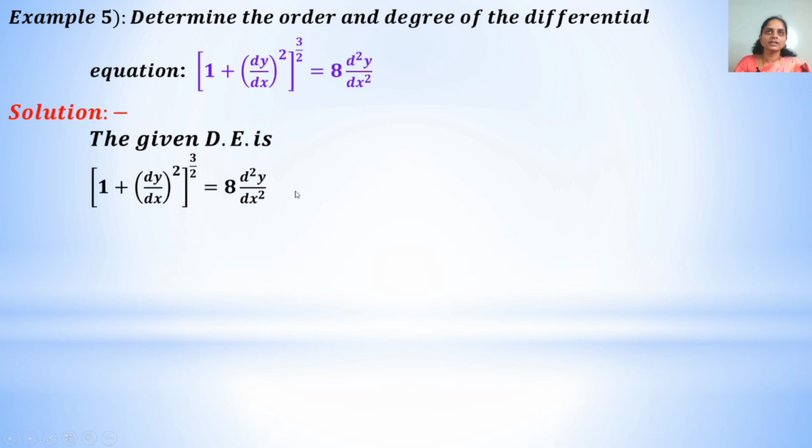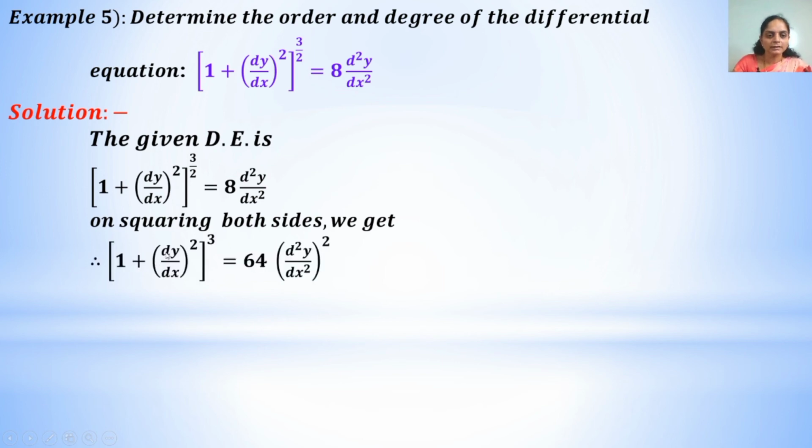In this differential equation, there is a fractional index. So, to remove this fractional index, we take square on both sides. We get (1 plus (dy by dx) square) whole bracket raised to 3 equal to 8 square is 64 into (d2y by dx square) whole bracket square.